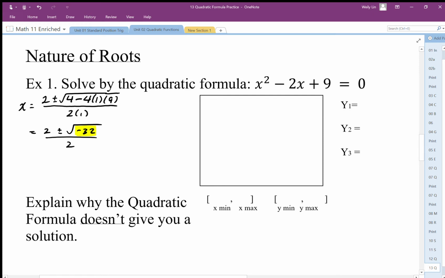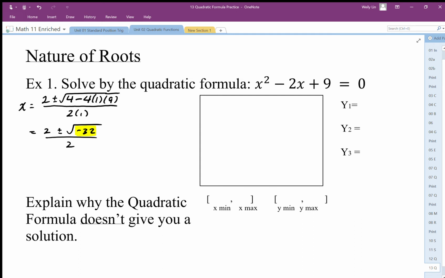So what happens then? We don't seem to be able to resolve this. There doesn't seem to be an answer to this equation. Well, what does this equation look like? We want to know why the quadratic formula isn't giving us a solution. To give us a hint, we can graph this and see what the graph looks like, and then analyze the graph to see why we're not getting a solution here.